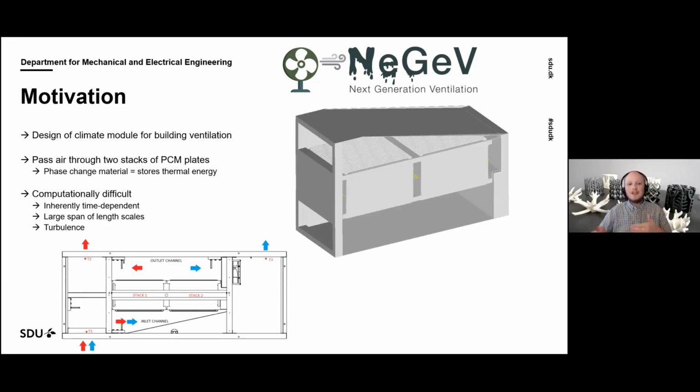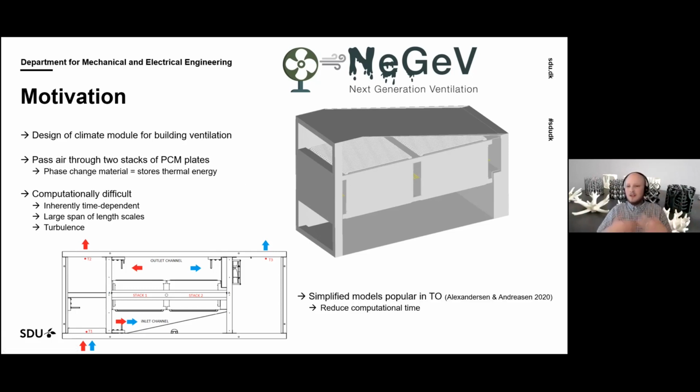We have the phase change, so the energy storage cycle is inherently time dependent. We have a large span of length scales: a spacing between the plates on the order of millimeters, and the whole system is on the order of meters. So we have very high requirements for our mesh. And then we also have turbulence because these are quite high flow rates through the system.